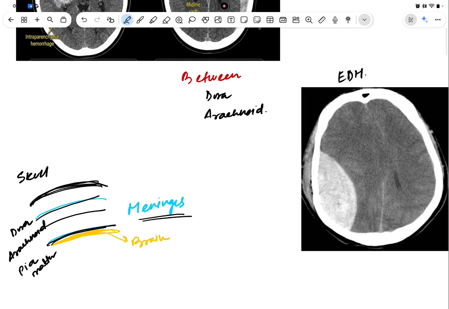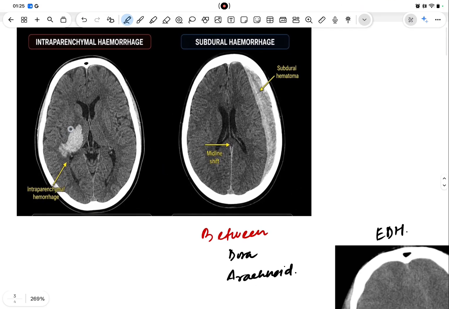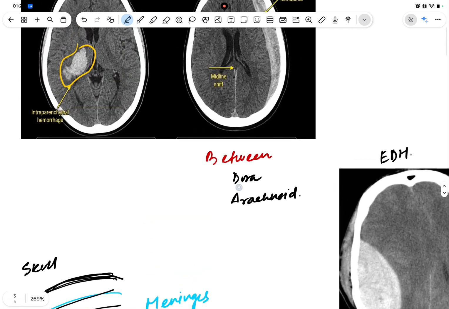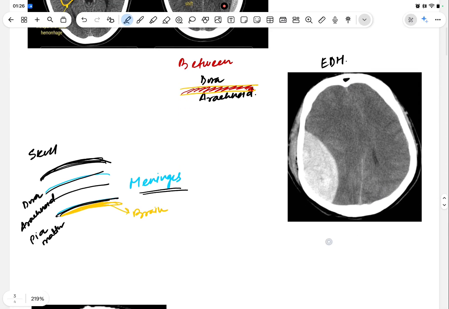Okay, so intraparenchymal hemorrhage, it's clear, it lies in the brain parenchyma. But subdural hemorrhage, subdural means it lies between the dura mater and arachnoid mater. The hemorrhage lies here between the dura and arachnoid. And extradural means it lies between the skull and the dura mater. Skull, dura. This is the extradural hemorrhage, EDH.